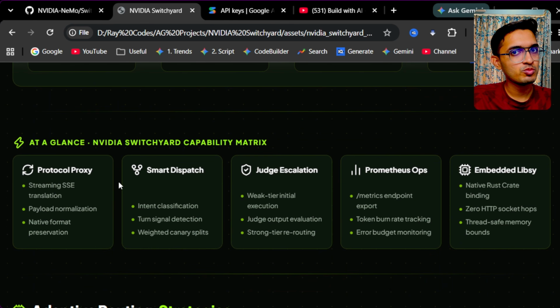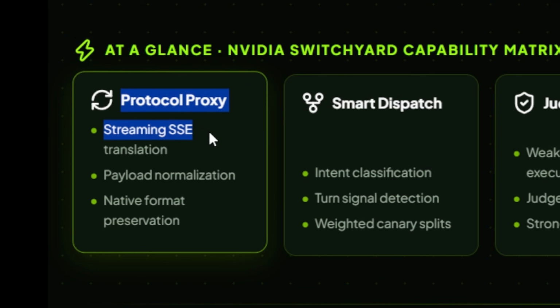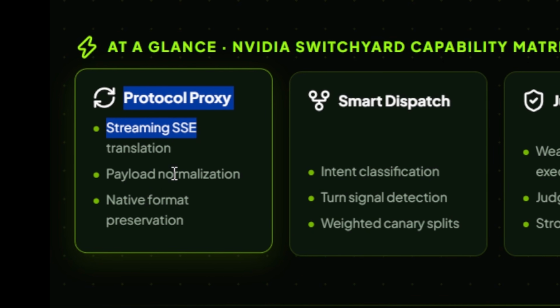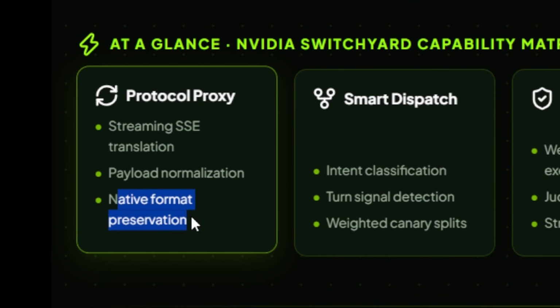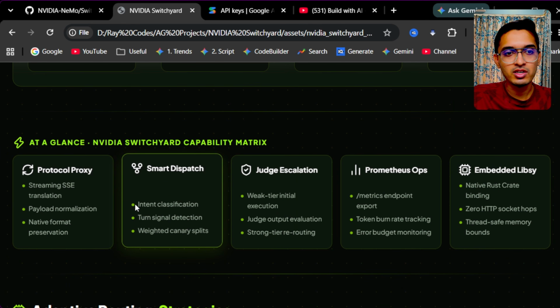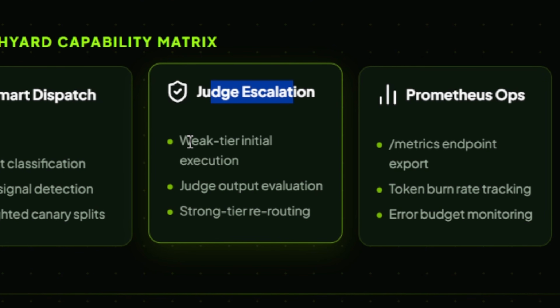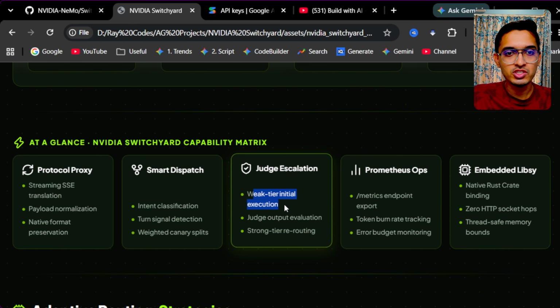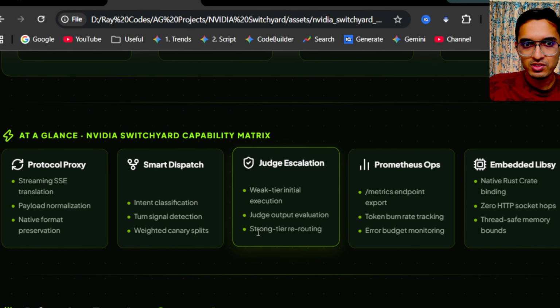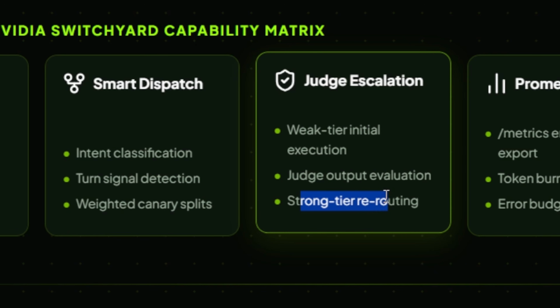So all the transformations are done on the fly with the protocol proxy, ensuring all of the formats for our input request is completely preserved, so the dispatcher tool can identify the intent of our request perfectly. And one of my favorite features is the built-in judge escalation system, which forces a weak tier model for the initial execution, and the secondary judge will step in to do the strict output evaluation. And in case the weak model fails, the proxy triggers the strong tier rerouting automatically.